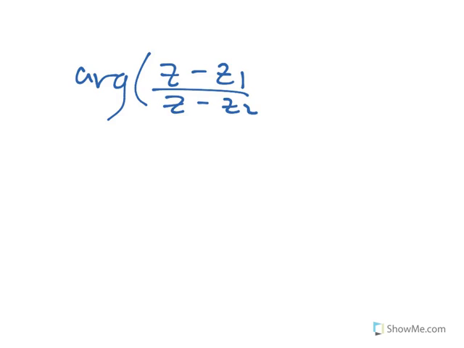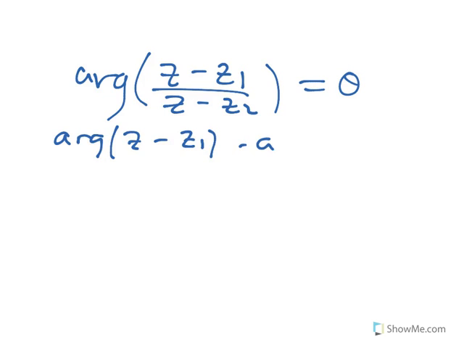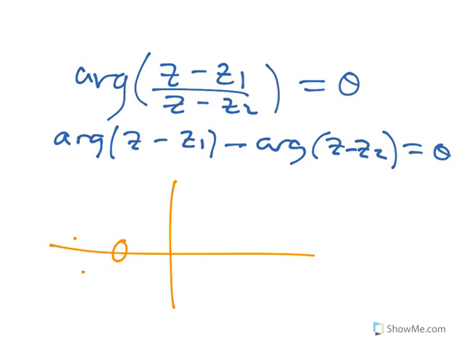Okay, this comes straight back to when you've got arg (z − z1)/(z − z2), that always equals theta. So arg(z − z1) − arg(z − z2) equals theta, because when you divide complex numbers, you subtract the arguments. So if this was z1 and this was z2, then the angle between them is always equal to 90.